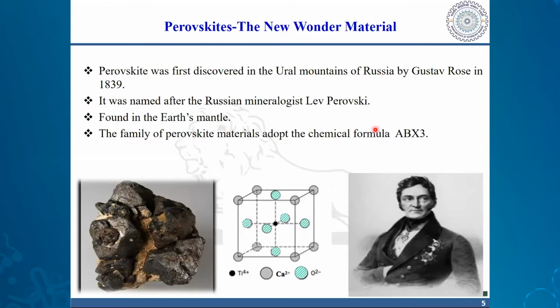Any material having a crystal structure ABX3, where A is usually an organic or inorganic cation, B is a divalent metal which has a coordination number of 6, and X is usually an oxide or a halide, for example chlorine, bromine, iodine, is called a perovskite-based material. Now, if X is an oxide, then it is called an oxide perovskite, for example barium titanate or calcium titanate, which have been used for quite a long time as good ferroelectric materials. And if in place of the oxide, X is replaced by a halogen, for example chlorine, bromine, or iodine, then we call it a halide perovskite.